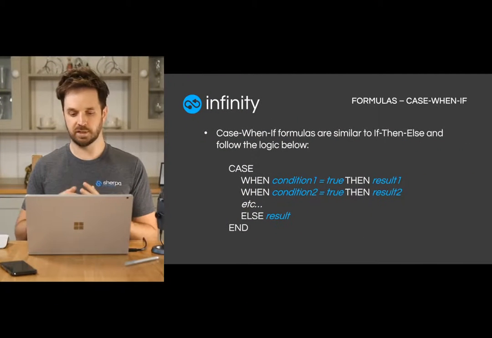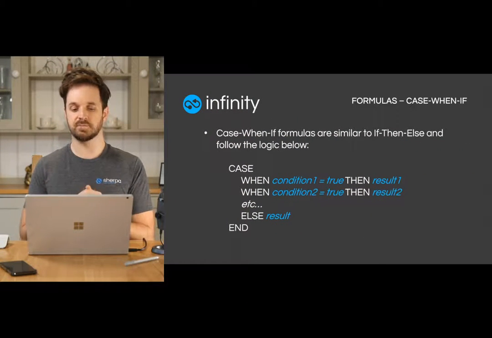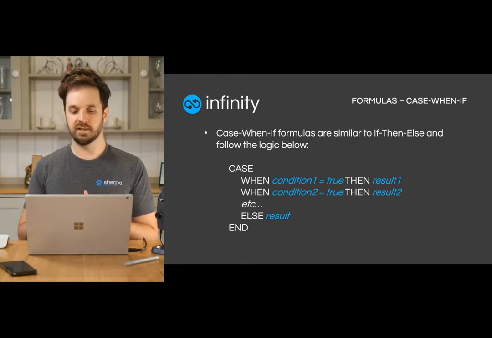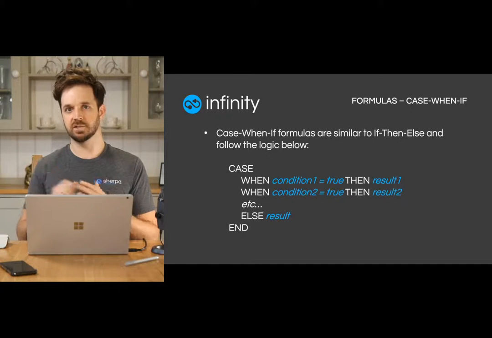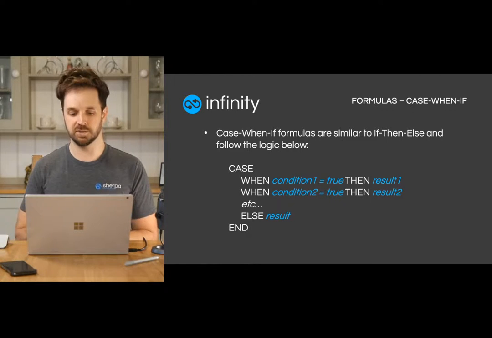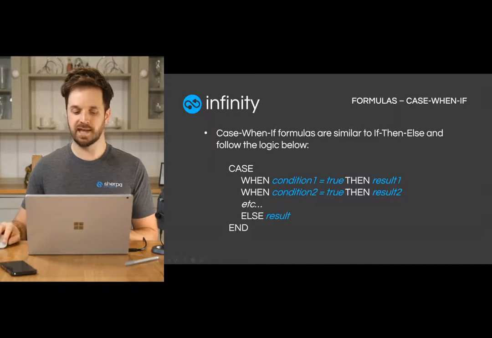So the last thing we want to look at is the case when else. Case when else formulas are similar to if then else, and follow the logic below. So it starts off with case, and then it lists out a when condition 1 equals true, then result 1. When condition 2 equals true, then result 2. And it keeps on going. You can put as many conditions as you want. And then finally, you've got else, and then a result. And that's like the catch-all. So if none of those conditions are true, then show the final result. And then finally, you just finish that off with end at the bottom, and then you're good to go.